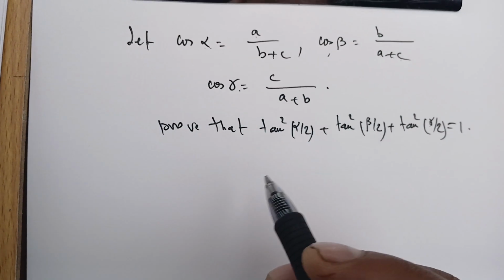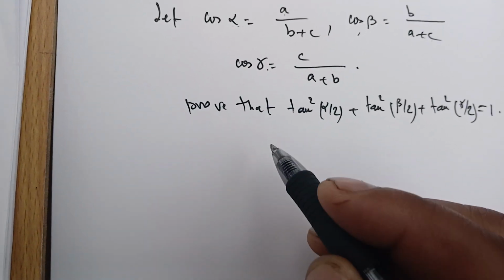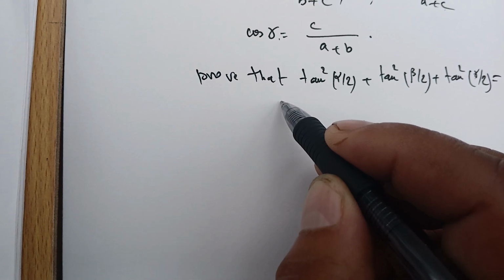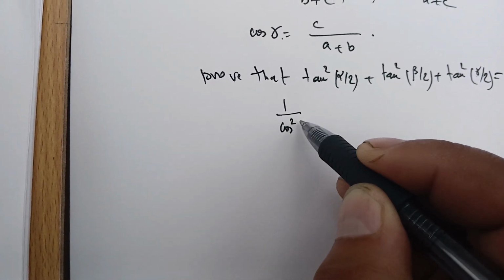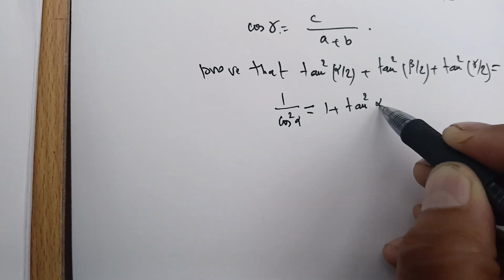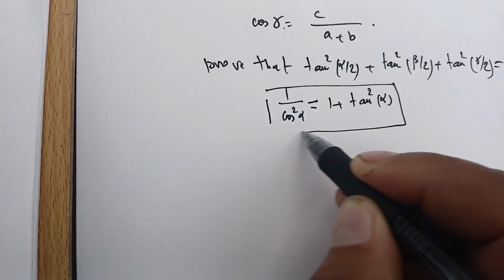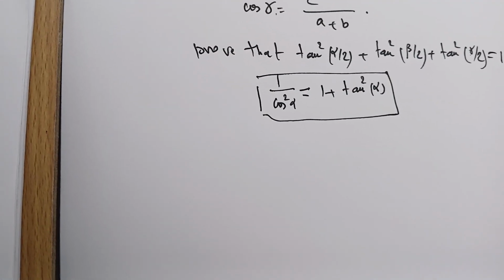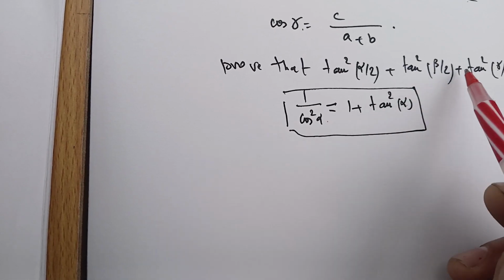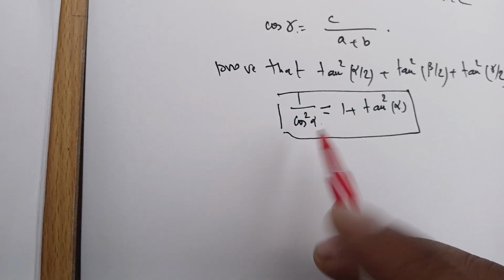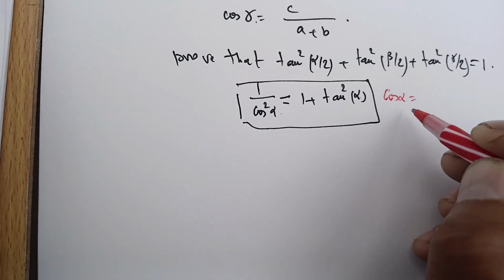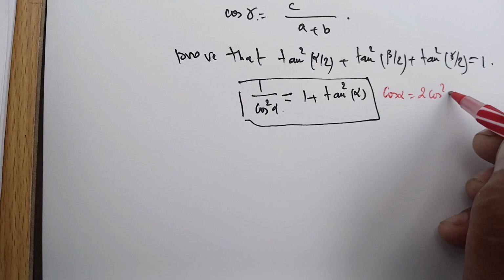Okay, let's see the hint that we can get. So the hint here is that we can prove that 1 over cosine squared of alpha is 1 plus tangent squared of alpha. So this is a good start here, but it's not giving us the alpha over 2, the beta over 2, the gamma over 2. Another hint that we can get is that cosine alpha is 2 cosine squared of alpha minus 1.